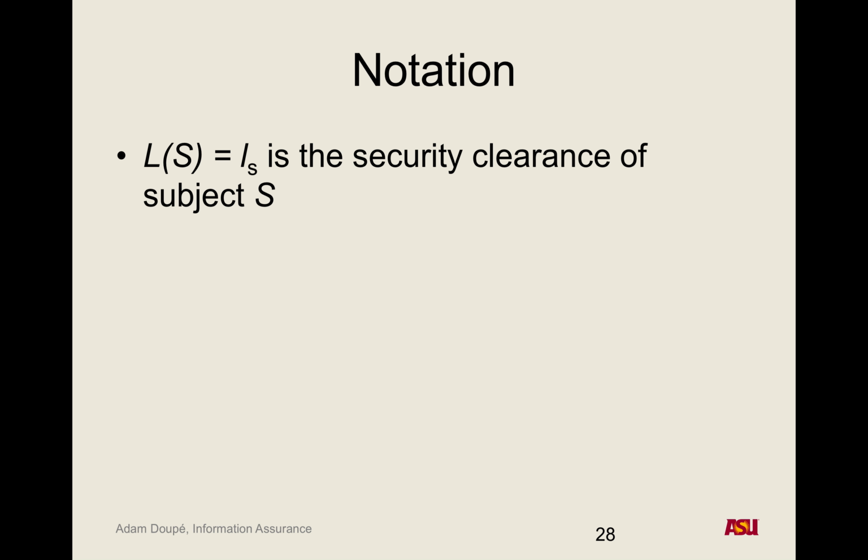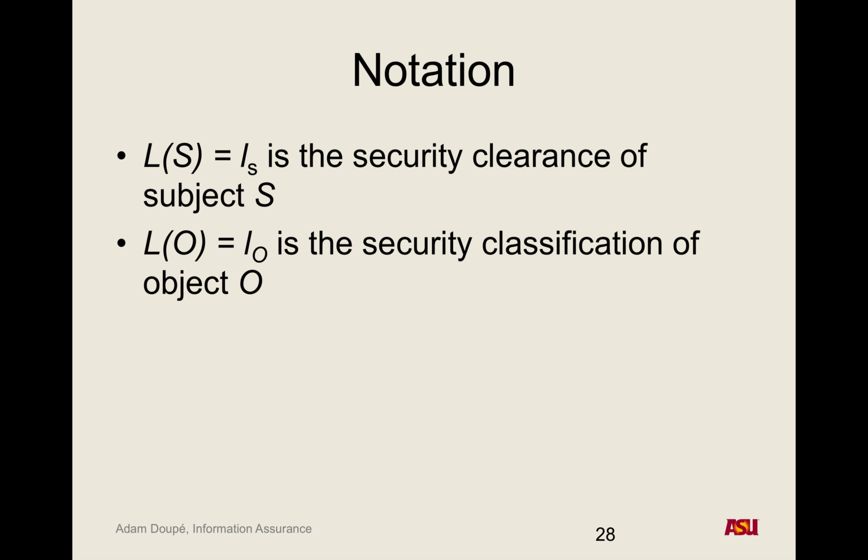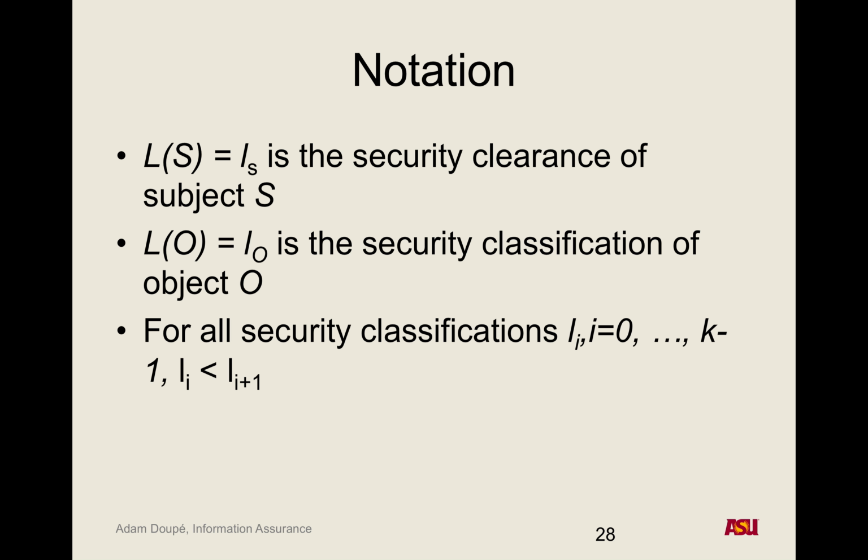So if we have L as the security clearance of the subject, so subjects are who? Or what? The things that can act in the system. Yeah, things that can act, normally users, and now we're talking about people. The LO is the security classification of an object, so something in the system. And let's say we've enumerated our security classifications from 0 to K. So we have a hierarchy. Again, this is just formalizing that model that we showed.